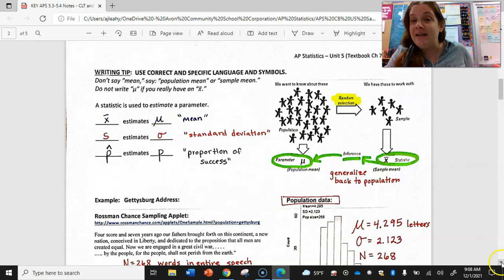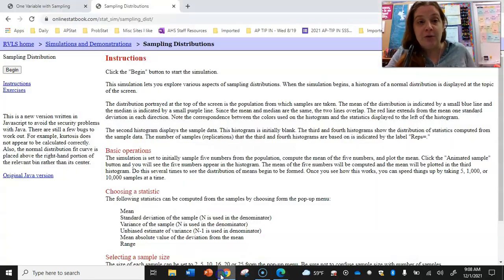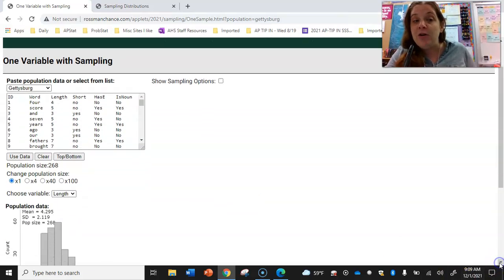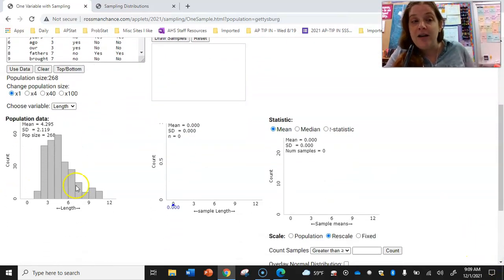So I have this example, and I'm going to bring up this applet. You may have heard of the Gettysburg Address, right? We've heard of this before. With the Gettysburg Address, there are 268 words in that. If I wanted to talk about how many words there were in the Gettysburg Address and how many letters per word they are, it looks like this.